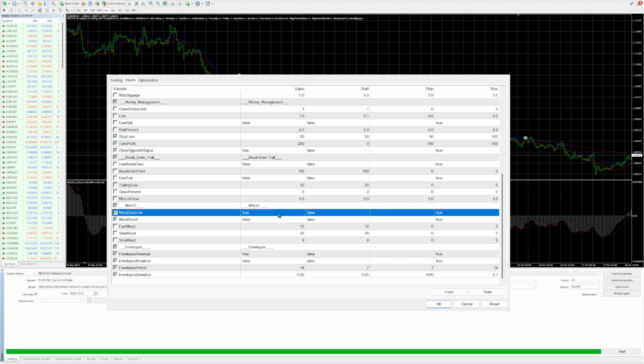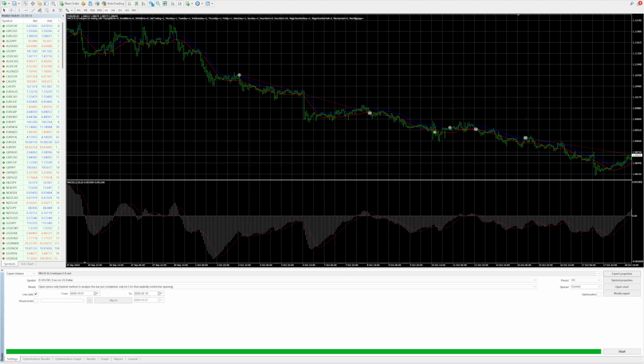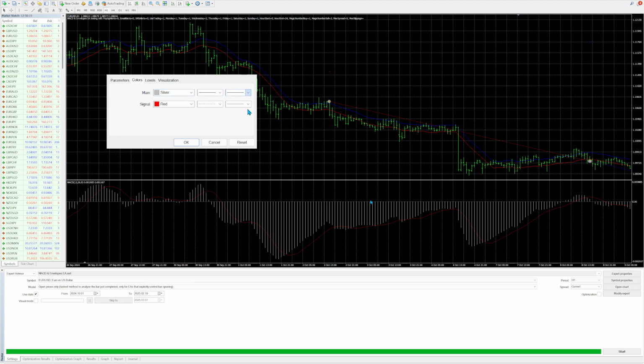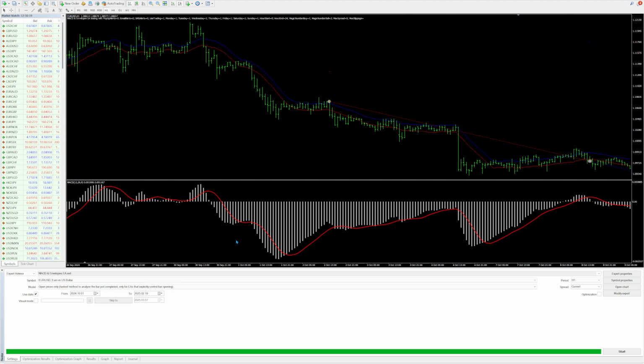For the MACD, you've got the MACD 0 line, which you can set to true or false, and the MACD trend line, which you can set again to true or false. I'll just show you now what each of those mean. Go into the chart here. Let me just make these more visible for you. Take off the grid.